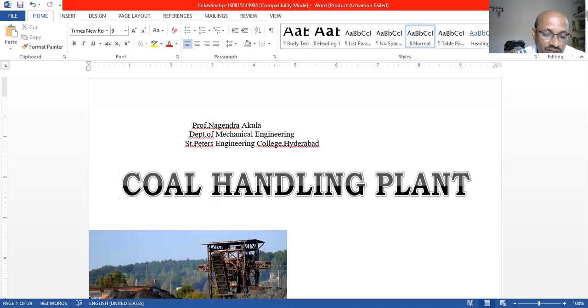After that, the second one is unloading. In unloading, we saw so many things that we are going to do. And the third thing is preparation. Okay, preparation. So preparation means here we are going to size the coal also. So in that we are going to have dryers.